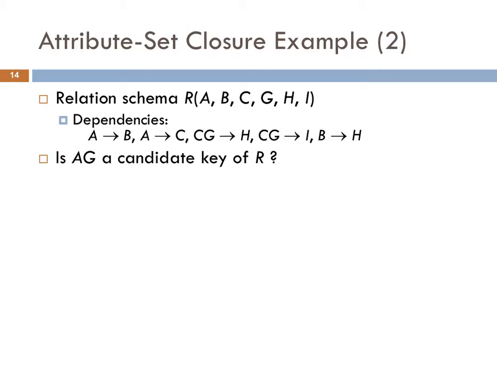Can we reach anything else? It's A, B, C, H. Because notice B functionally determines H is on the end. A, B, C, H. Can we reach anything else? No, because we don't have a G in there, right? Well, that's kind of a good indication that G is kind of important for being a candidate key. So we know that A is not a candidate key. G, what does G functionally determine?